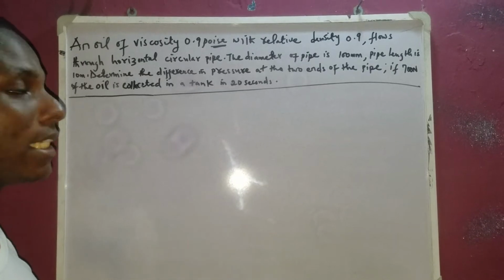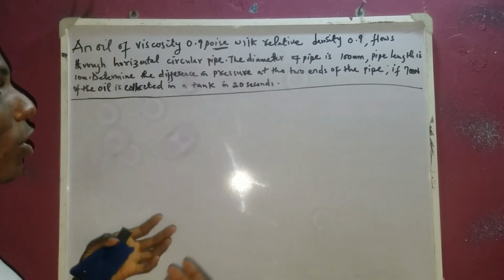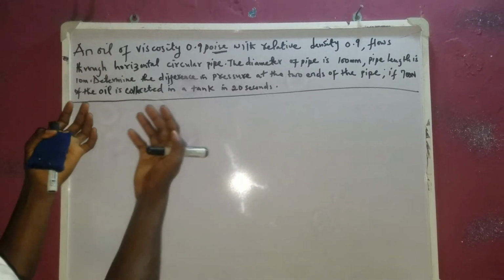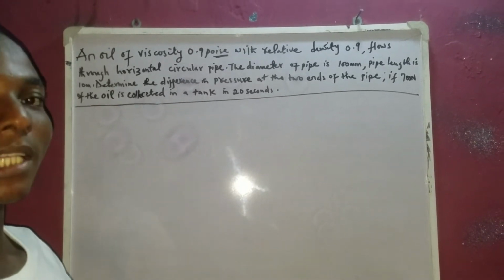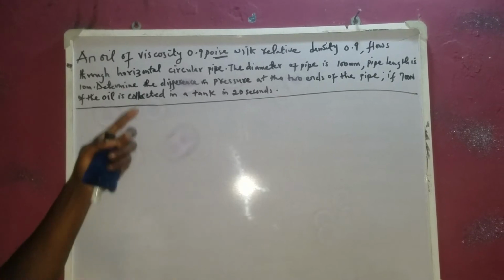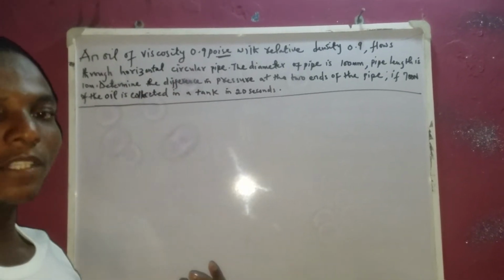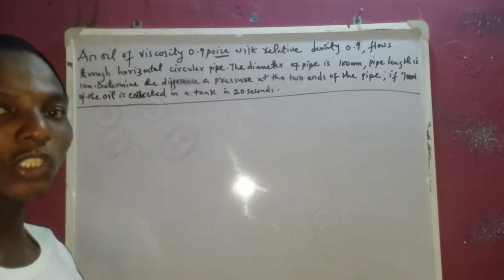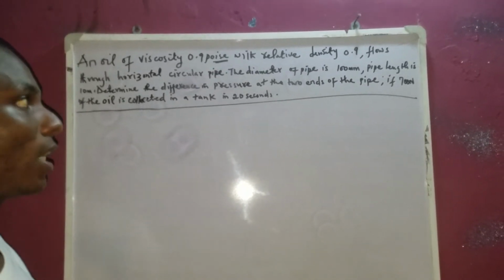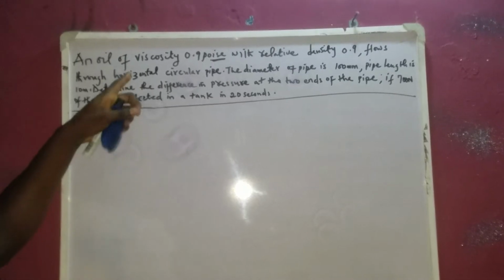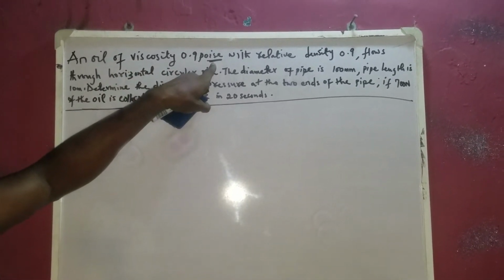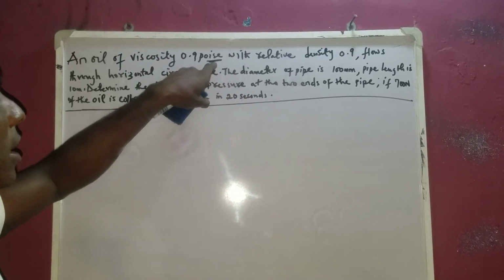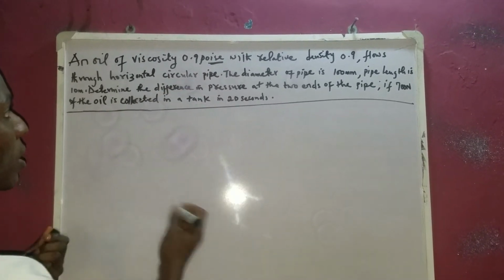So pretty easy. We'll start solving this problem by bringing out the given parameters and converting them into SI units. So the first we have there is viscosity. Now you know we have two types of viscosity. We have kinematic viscosity and dynamic viscosity. So we know this is dynamic viscosity because its unit is in poise. So we convert. So this is how we convert.